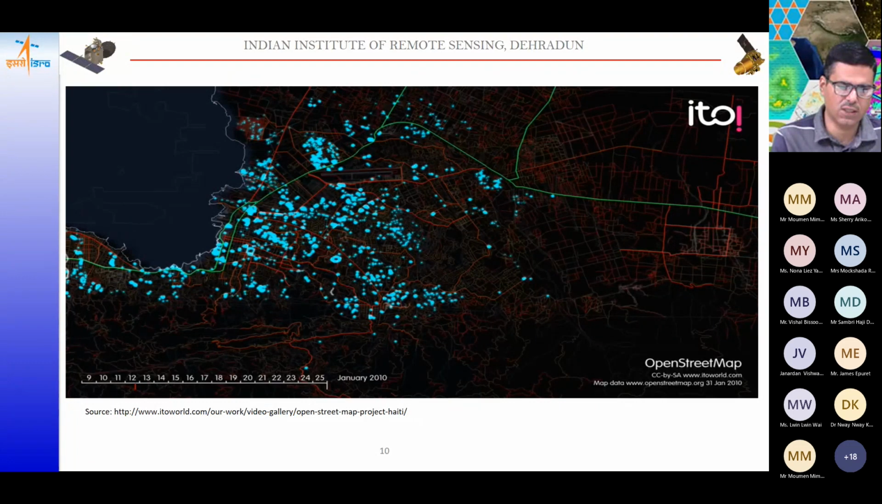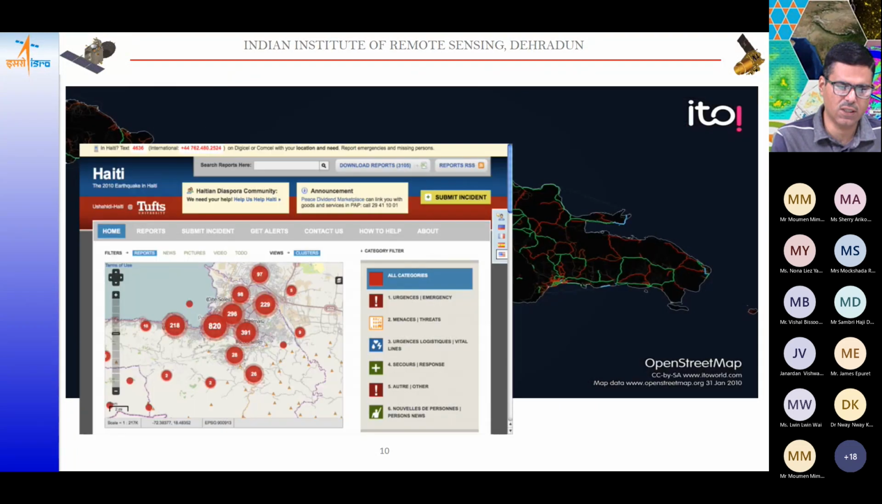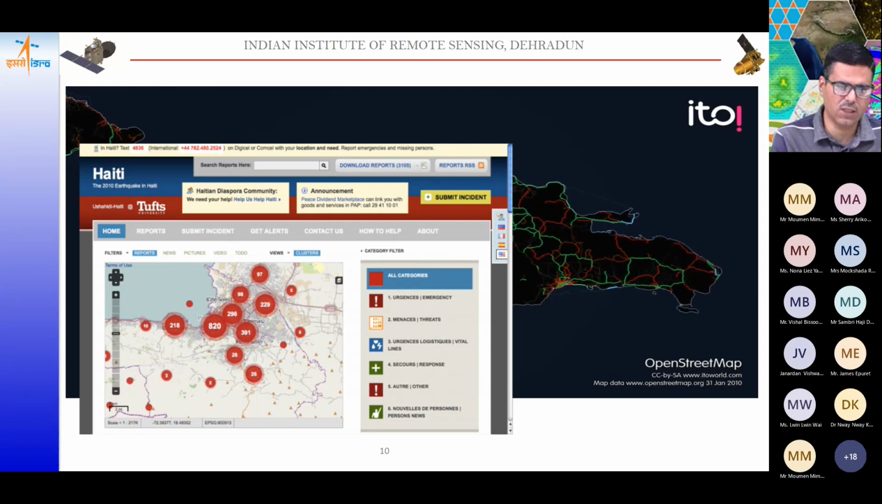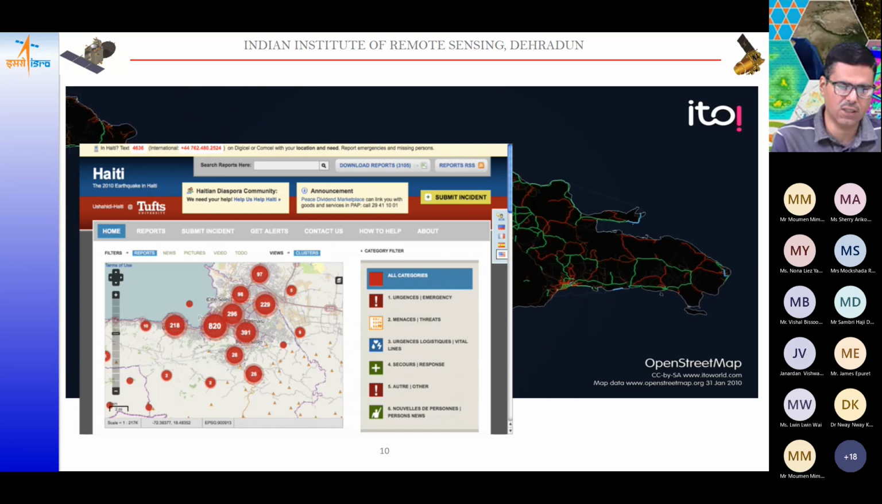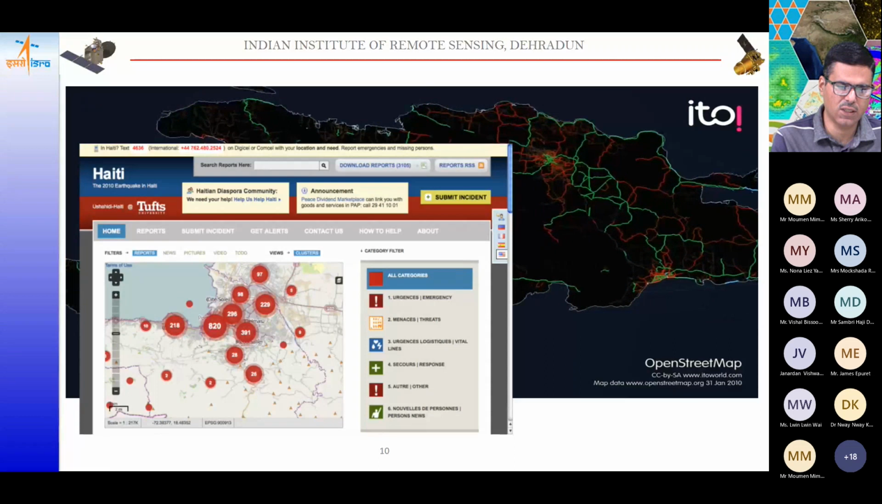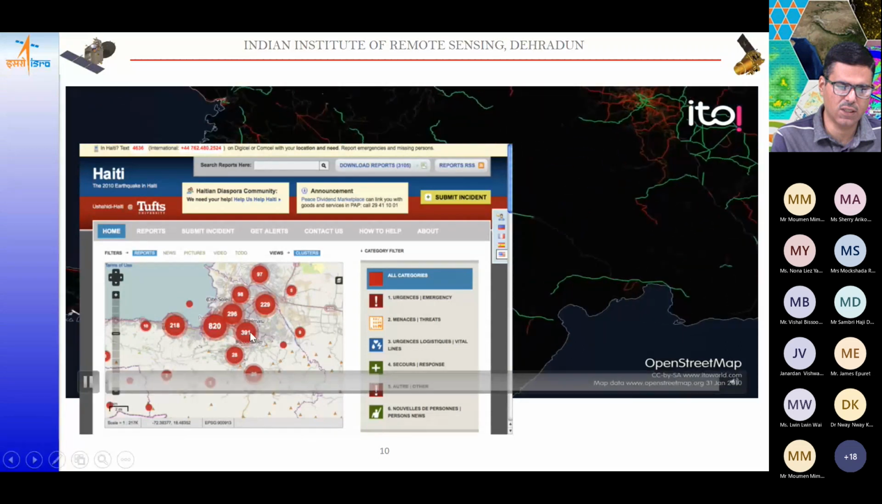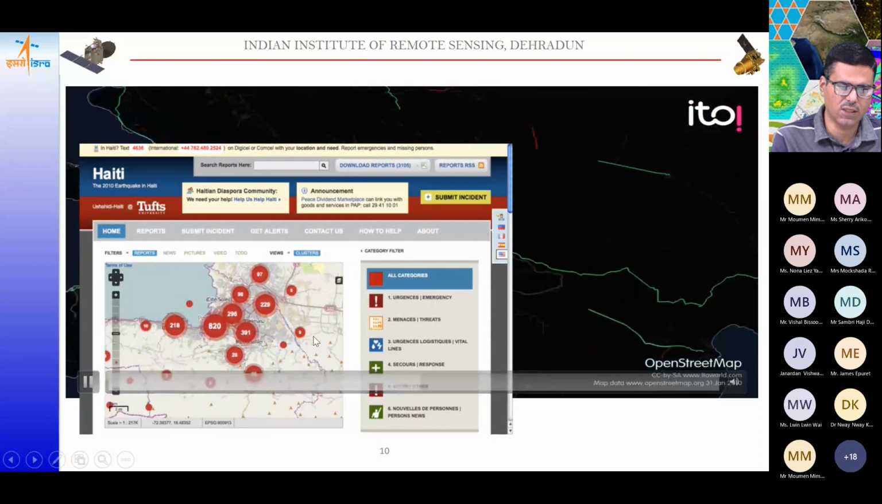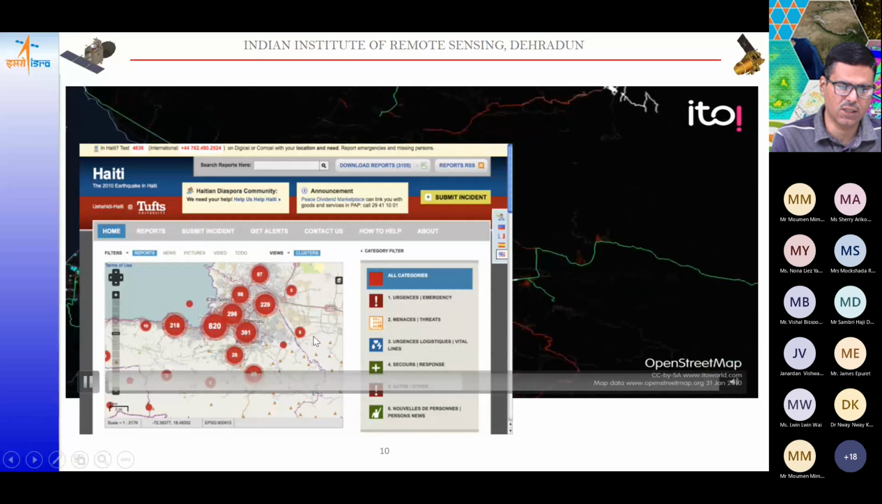Not only this, there was also an effort wherein these kinds of dashboards were created where the volunteers were reporting the event from the ground. That could be from web-based or a mobile app. They can submit their incident, and that could be seen as these cluster points on the map.